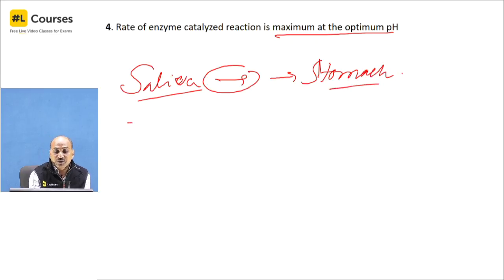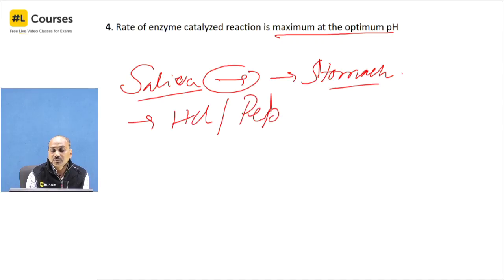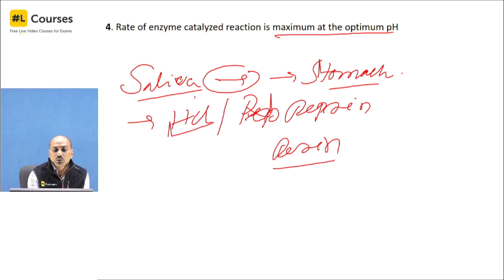In the stomach you find the HCl. The HCl is secreted, where we have two types of enzyme. One is called proteases, that is pepsin, and renin. These are the two enzymes which are active only in acidic pH. So thereby it breaks down the protein there.